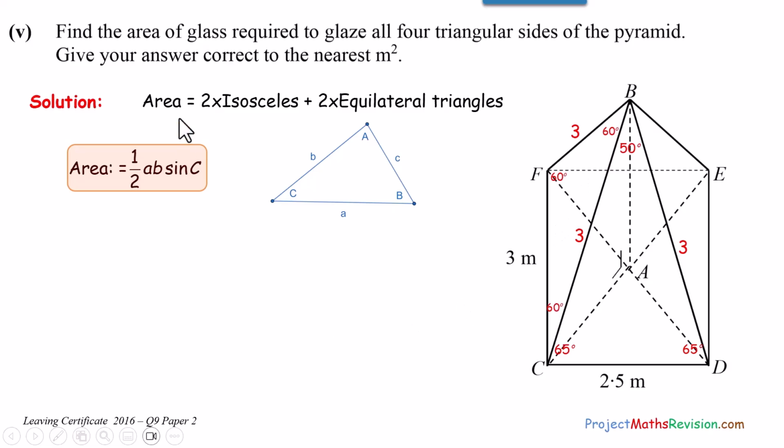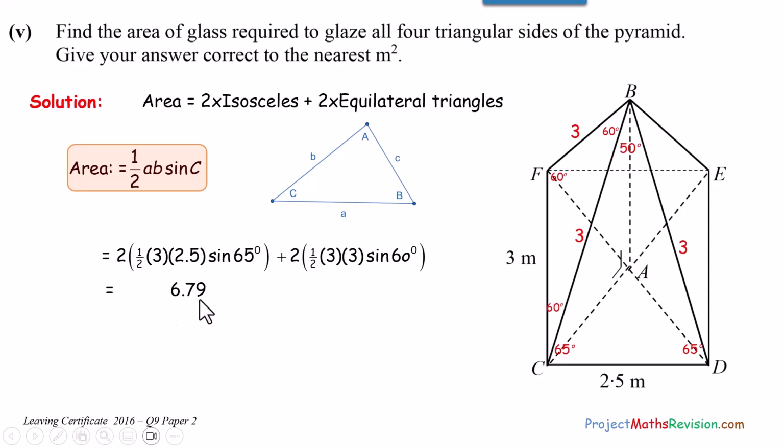So we could say the total area will be twice, for the isosceles triangles, the area of one triangle, which will be half 3 by 2.5 times the sine of the angle of 65 degrees. And for the equilateral triangles, it'll be twice half 3 by 3 times the sine of the angle between the two sides, which is sine of 60. So if we work this out, we get 6.79 plus 7.79, which is 14.58, and to the nearest square meter, it's going to be 15 meters squared.